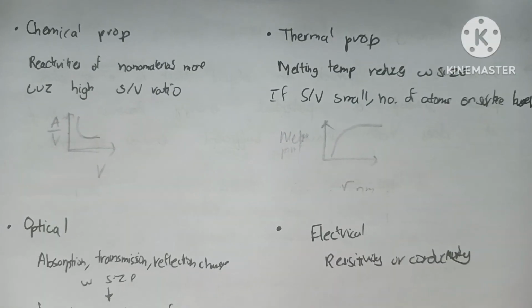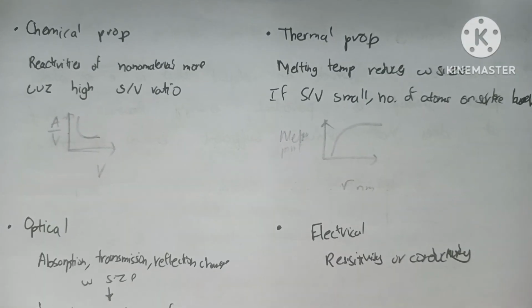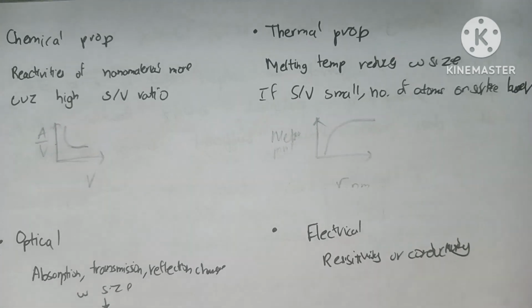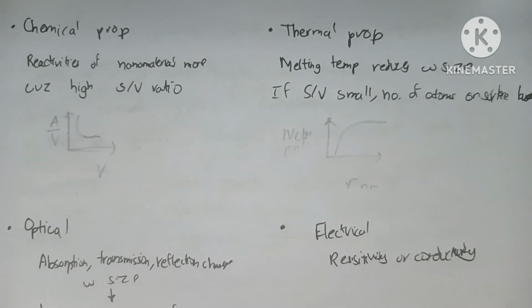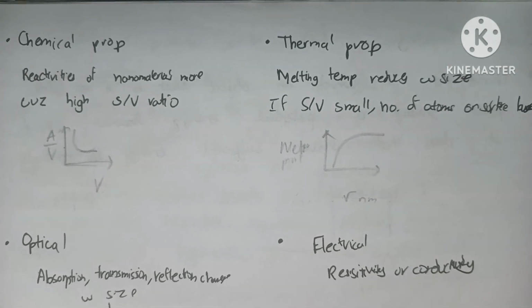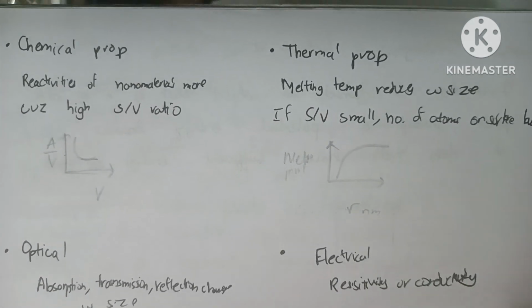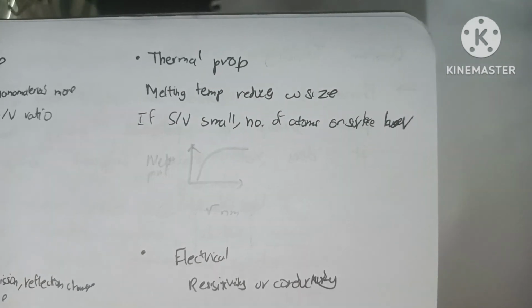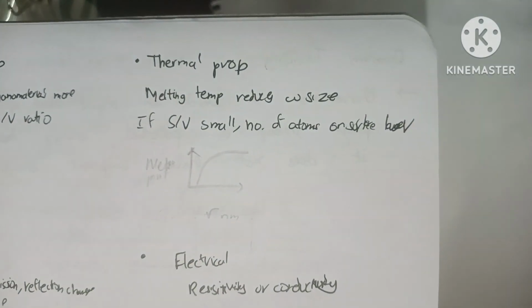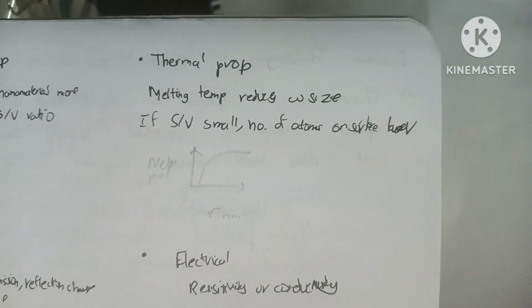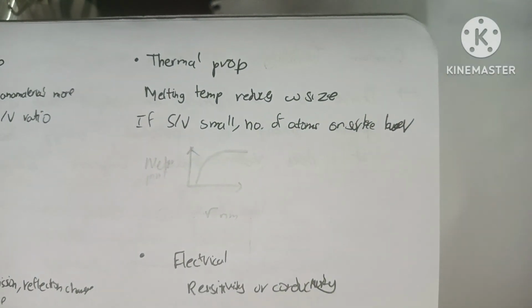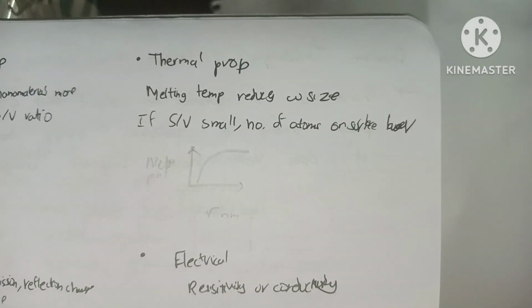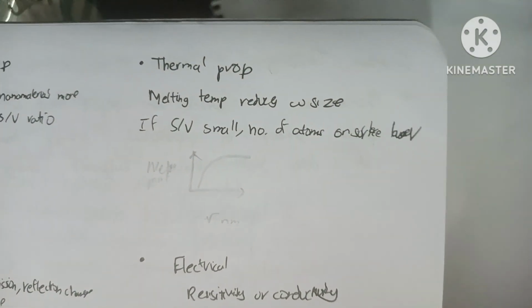Properties of nanomaterials. First is the chemical properties. Reactivities of nanomaterials are more because of the high surface by volume ratio as seen in the graph. And as for thermal properties, the melting temperature decreases with size, because if the surface by volume ratio is small, the number of atoms on the surface increases.